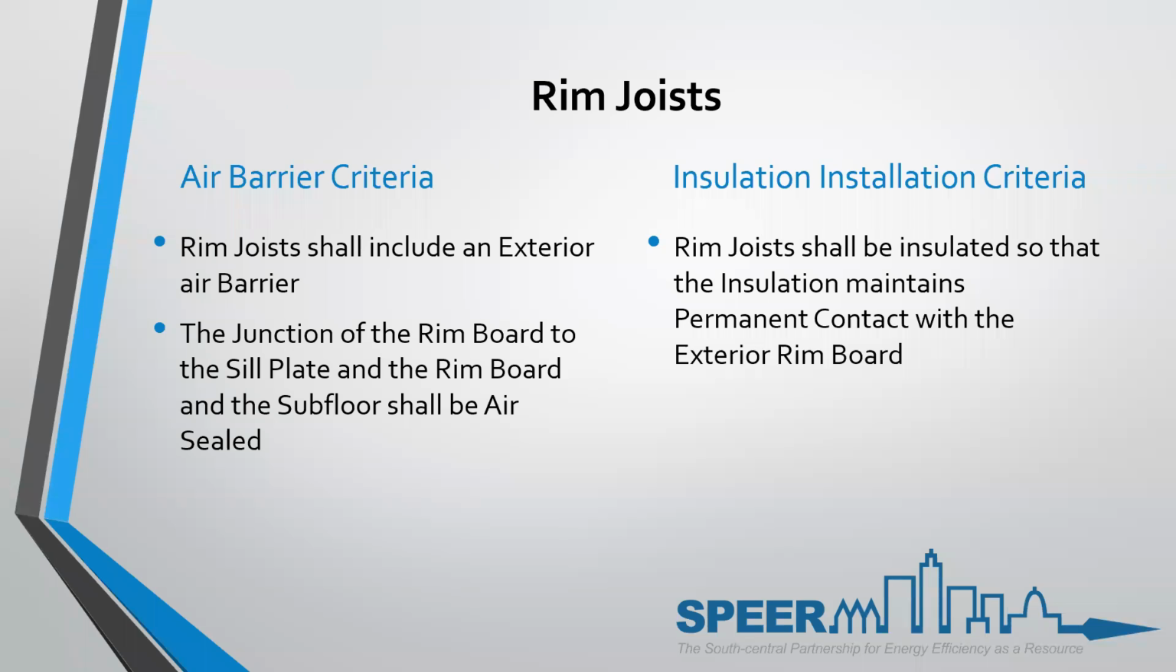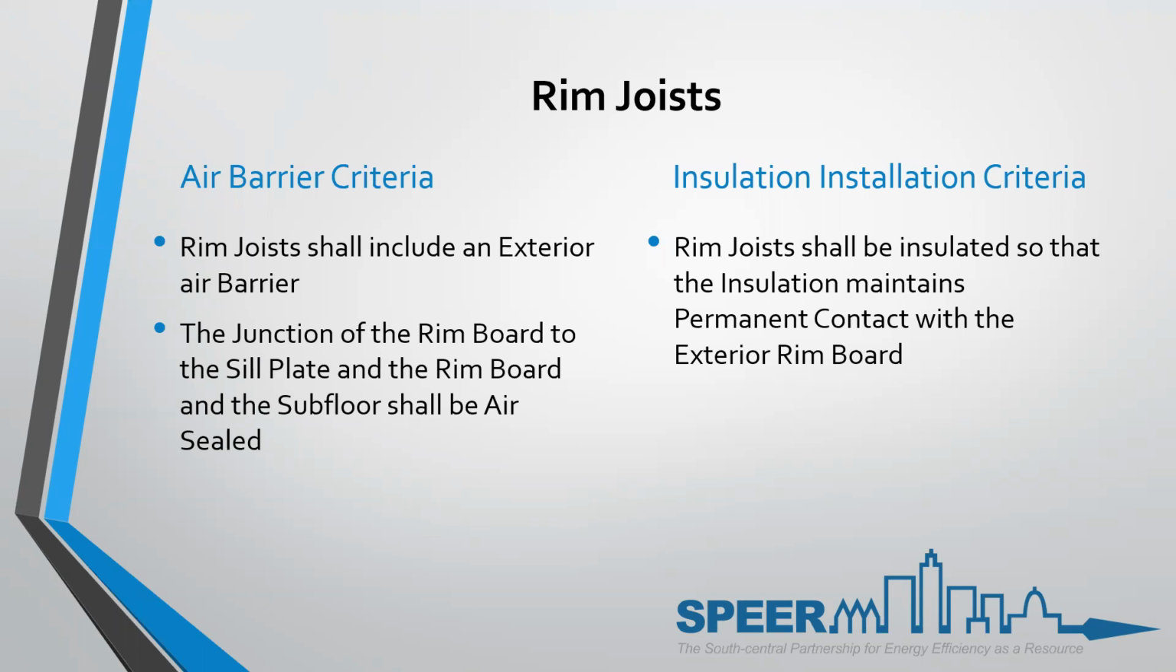So rim joists. The air barrier criteria: rim joist shall include an exterior air barrier. And then it says the junction of the rim board to sill plate and rim board and subfloor shall also be sealed. The insulation criteria now states, again coming from 2021, rim joist shall be insulated so that insulation maintains permanent contact with the exterior rim board. That permanent contact wasn't in previous code cycles. So therefore, it was just friction fitted with insulation, and it's still being done like that.